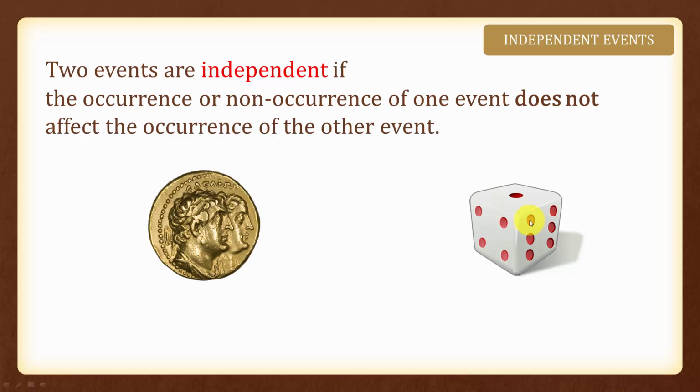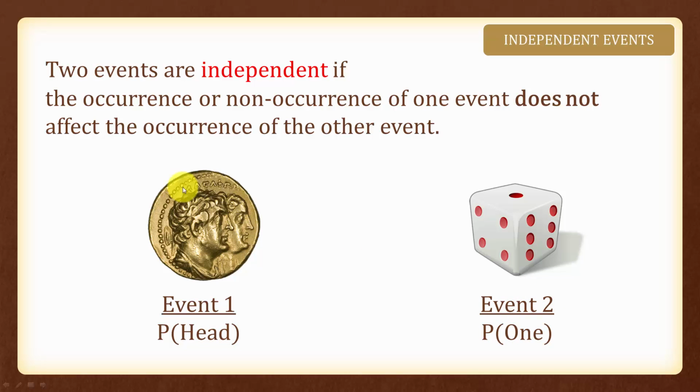Here we have a coin and a die. Let event 1 be the probability of getting a head and event 2 be the probability of getting a 1. Similarly, the probability of getting a head for tossing a coin will not affect the probability of getting a 1 for tossing the die. The probability of getting a 1 for the die will still be 1 over 6.